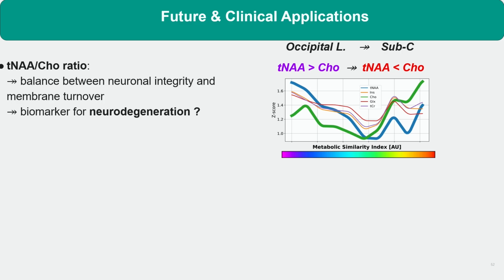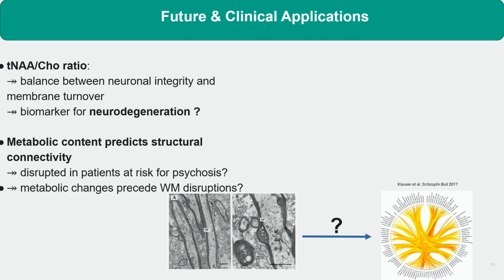All right, what about future clinical applications? We have outlined that this TNA over choline ratio is actually important. It's also a marker for neurodegeneration, so we can actually measure this with an MRSI scan. Also, we showed that metabolic content predicts structural connectivity. We might hope that, for example, in early psychosis, this pattern would be disrupted in those particular patients even before we see the disruption in the white matter tracts.